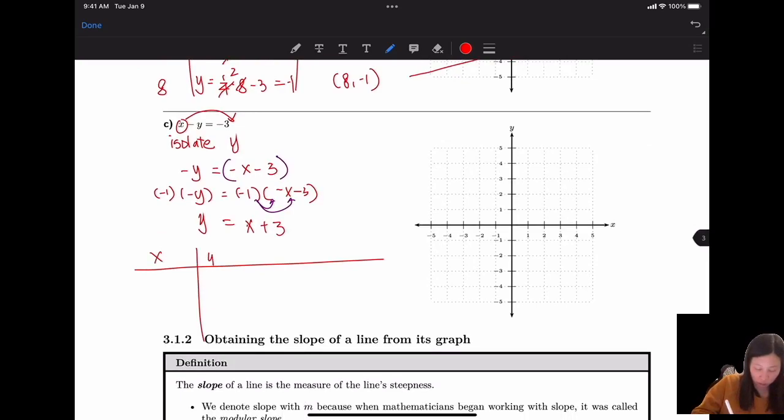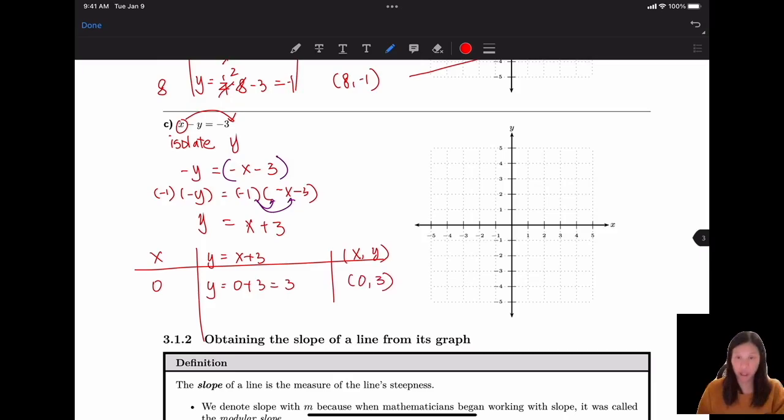So I have y equals x plus 3, and we need x and y. Again, you try to pick some easier numbers. You can pick 0.5 or 0.8, 1.22, that also works. Again, I tend to like whole numbers. So I pick 0, y equals 0 plus 3 equals 3. So when x equals 0, y equals 3.